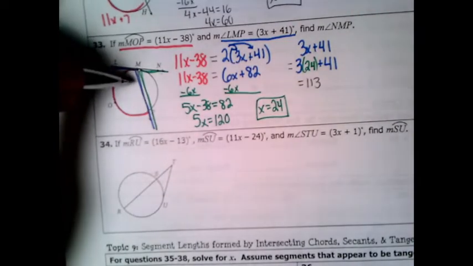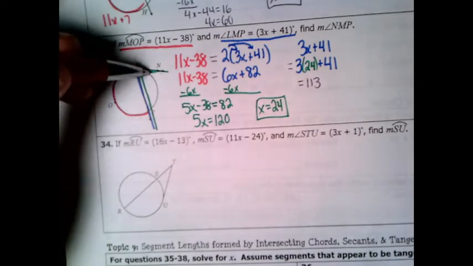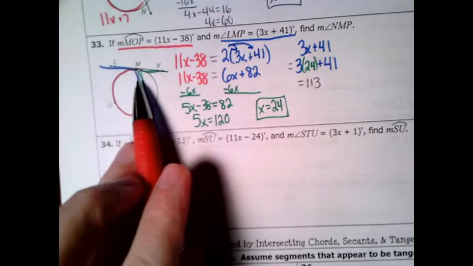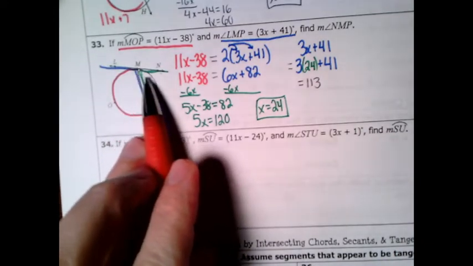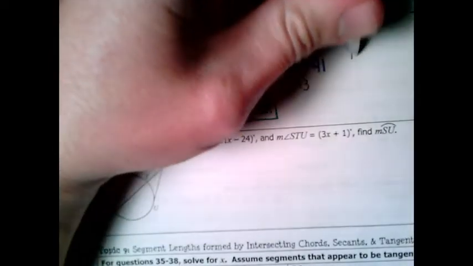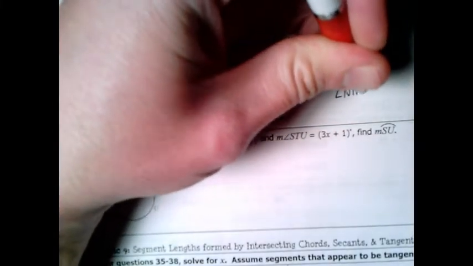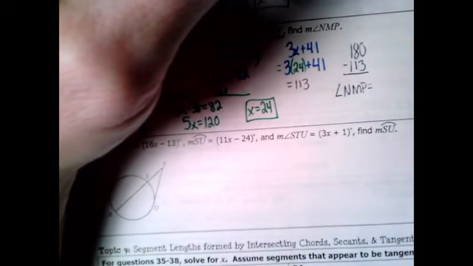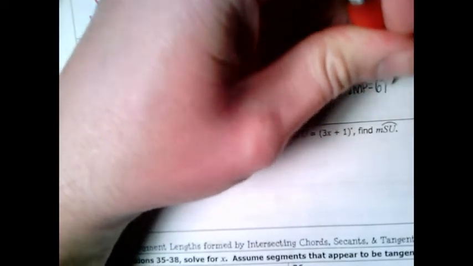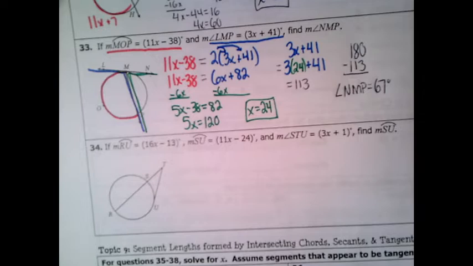Okay, but that's this angle, and they want this angle. Well, these angles are side by side, and when they're side by side, they're supplementary. So if I do 180 minus 113, angle NMP is going to equal 67 degrees. Okay, it's a lot of work. Okay, I'm just going to check this one, see if that is one you're going to need.